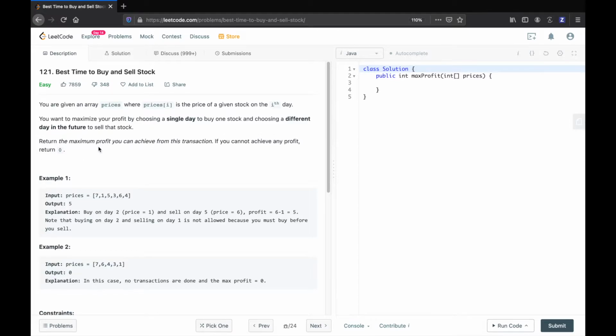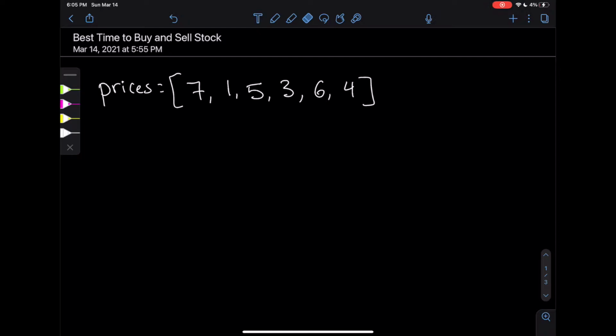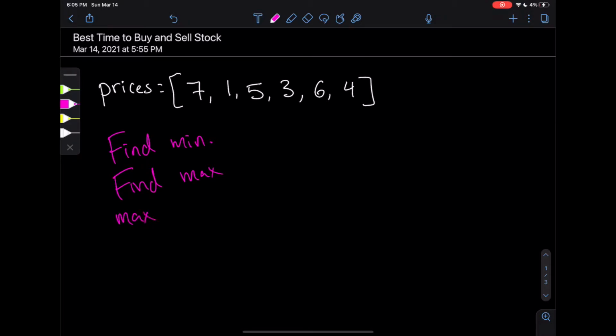Okay, so this is a pretty straightforward problem. Let's go ahead and look at this example in the iPad. So this is the example from Leetcode. And the first time I saw this problem, I was thinking all we have to do is find the min and find the max and just subtract the max minus min.